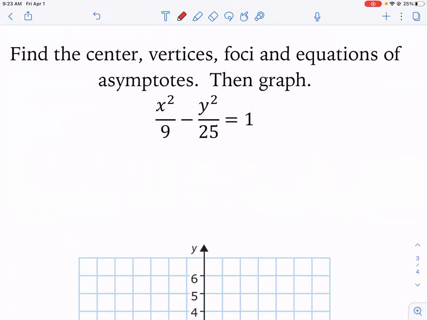So A is going to tell us how far away the vertices are, and B is going to tell us how far away to make those B coordinates to make our box. You didn't buy that? A always tells vertices. Okay, so here's our first hyperbola.